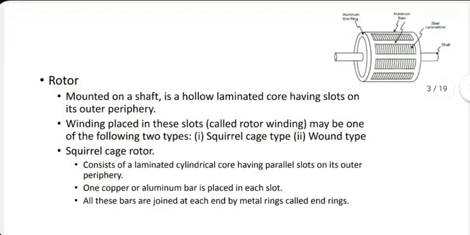Rotor is essentially a hollow laminated core having slots on its outer periphery. In case of induction motor, we short circuit all the conductors on the rotor to produce the effect of induction.